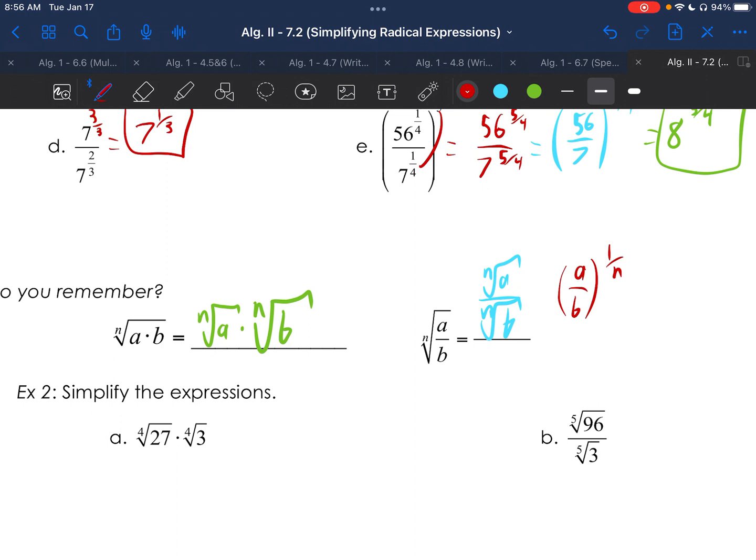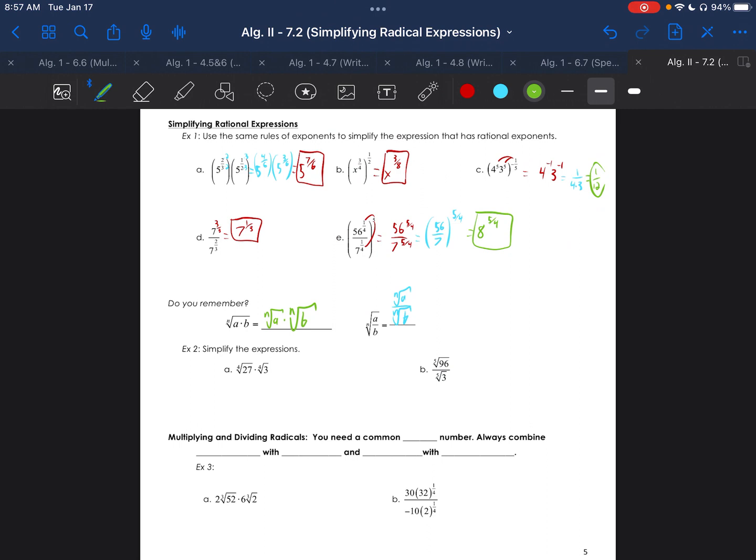And so you can either have it as a whole thing, or say it's a to the 1/nth and b to the 1/nth. It's really honestly the same thing we just did over here. It's just as exponents instead of radicals. Now we're going to use that, though, to help us simplify on these next couple.